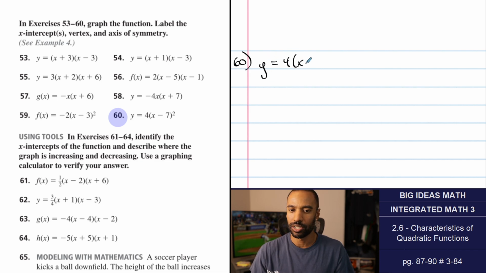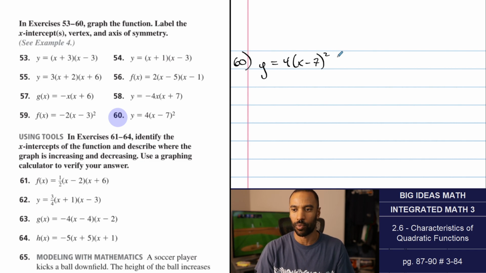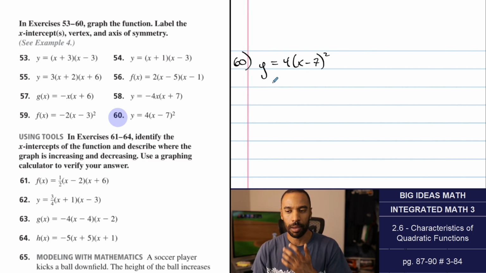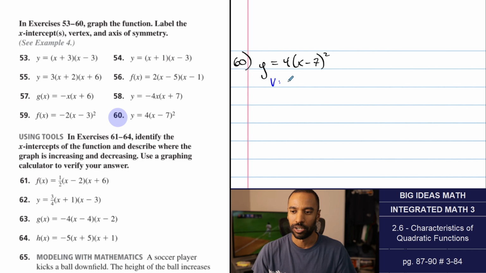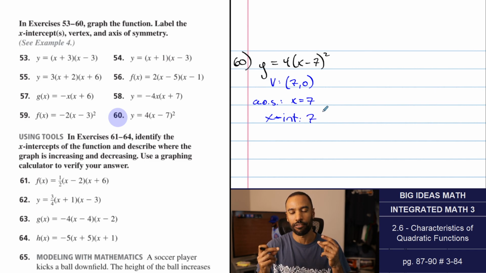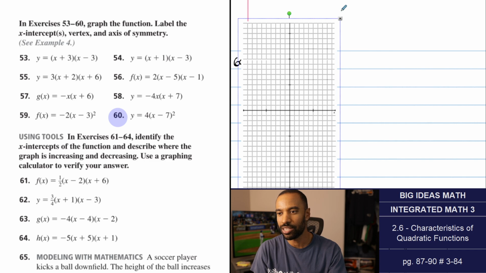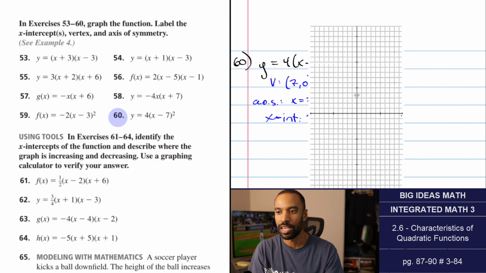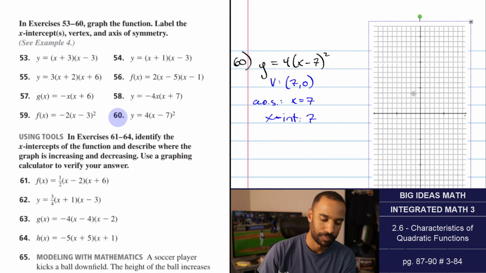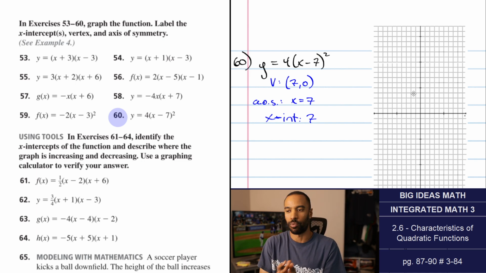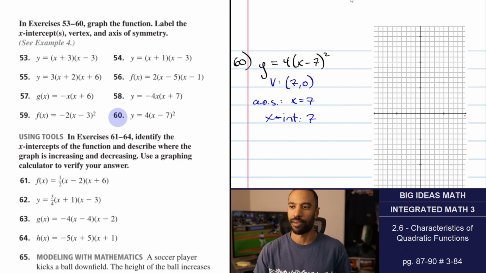Y equals 4 times x minus 7 quantity squared. So this one, again, straight up, what are some things we can call out? Vertex is at 7, 0. Axis of symmetry is at x equals 7. The x-intercept is 7. Straight up, those three things we can actually get right from vertex form, at least given that this vertex is on the x-axis. Because the k is plus 0, right? That's where that happens. So that'll go pretty fast.